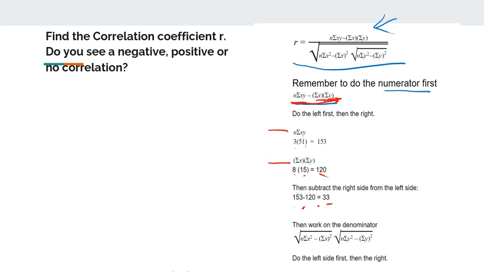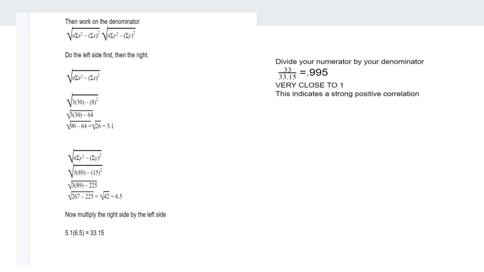Now let's work on the denominator, the bottom portion. Just like with the top, we separate this into 2 different sections. We got this section, and then we got this section. So here we are, working on our denominator. First, let's do the left side, right here. We're going to plug in all of our pieces.